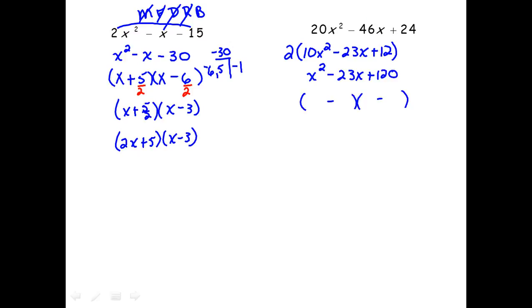Both signs are going to be negative, and I'm going to bust that x squared into x times x. What can we multiply together to get 120, but add together to get negative 23? Does anybody know? Is it 8 and 15? Is that what it is? Negative 8 and negative 15.